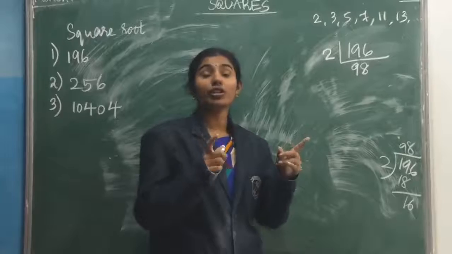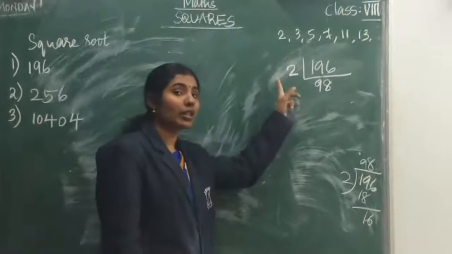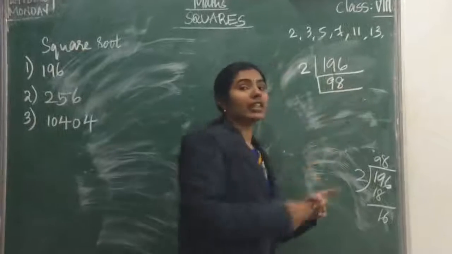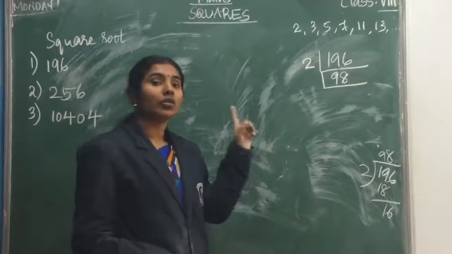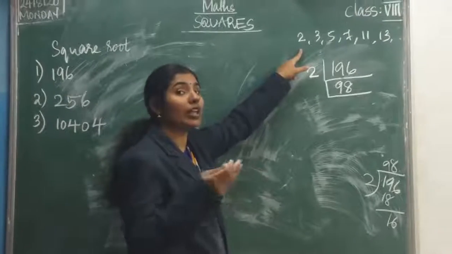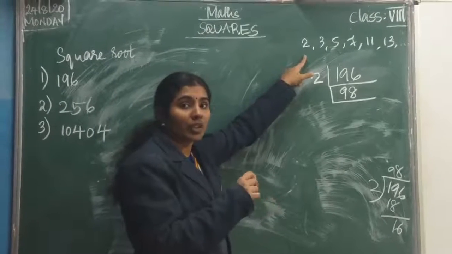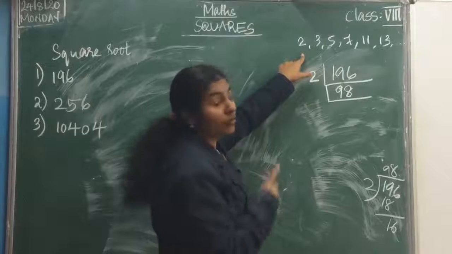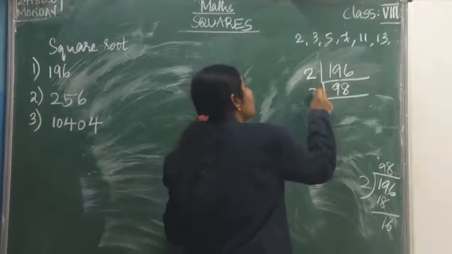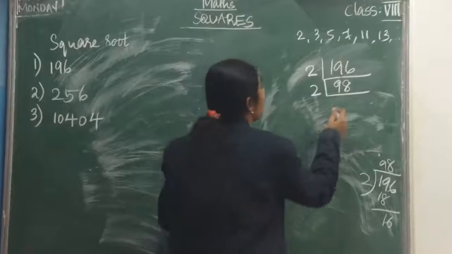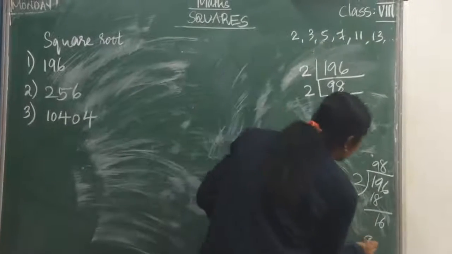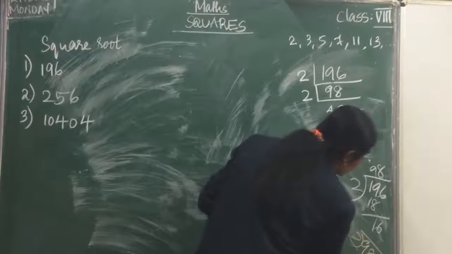First of all you should know every even number can be divided by 2. So here again 98 is an even number, so you should divide by 2. 98 divided by 2 gives 49. If you have any doubt, divide by 2.